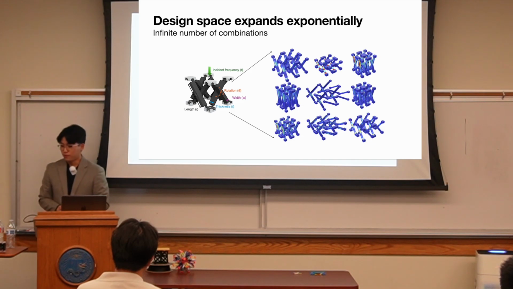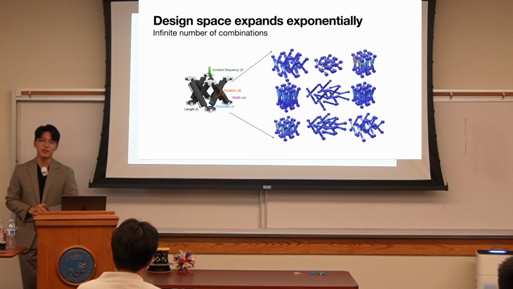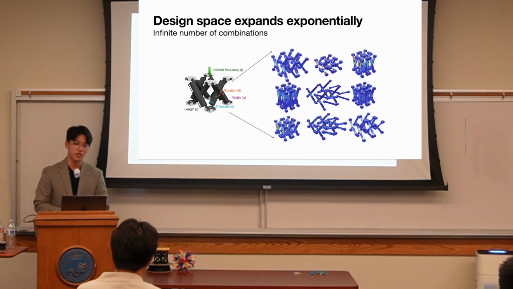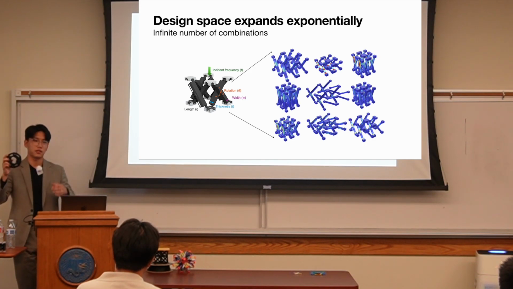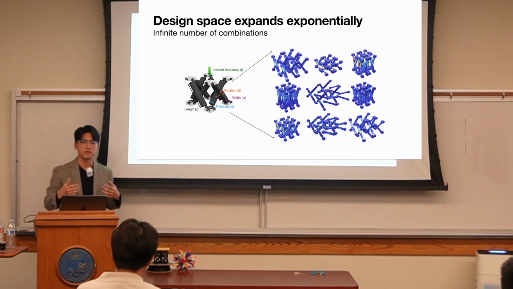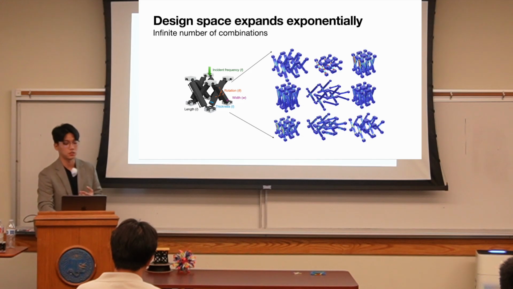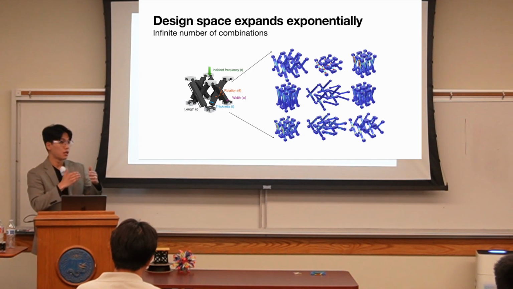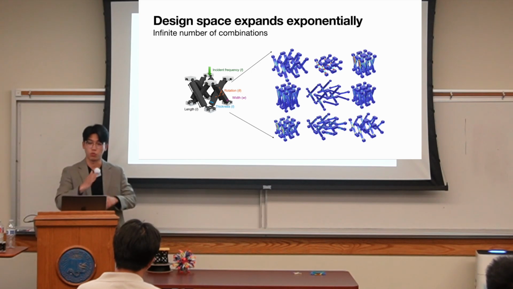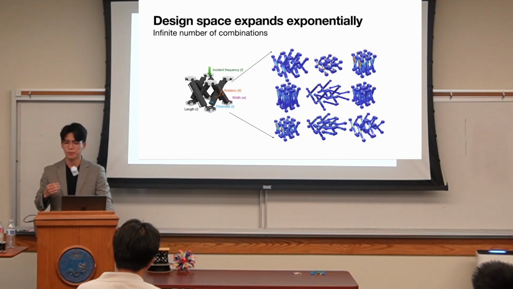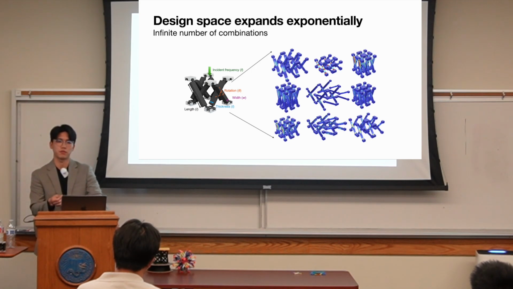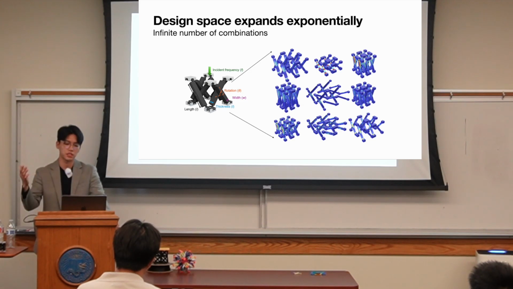But there was one problem. Design space increases exponentially based on the parameters that we control. In our case, even though it's just 5 different input parameters, such as incident frequency, width, thickness, the length of the truss structure, and the rotation angle, the possibility of different electromagnetic wave responses increased exponentially.